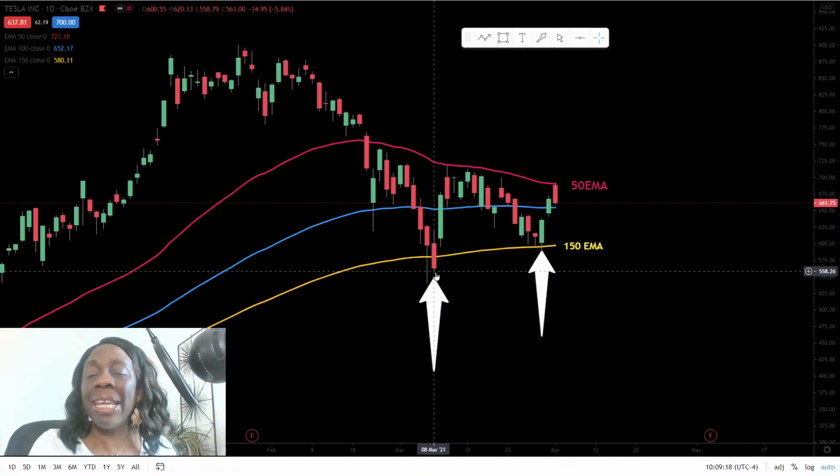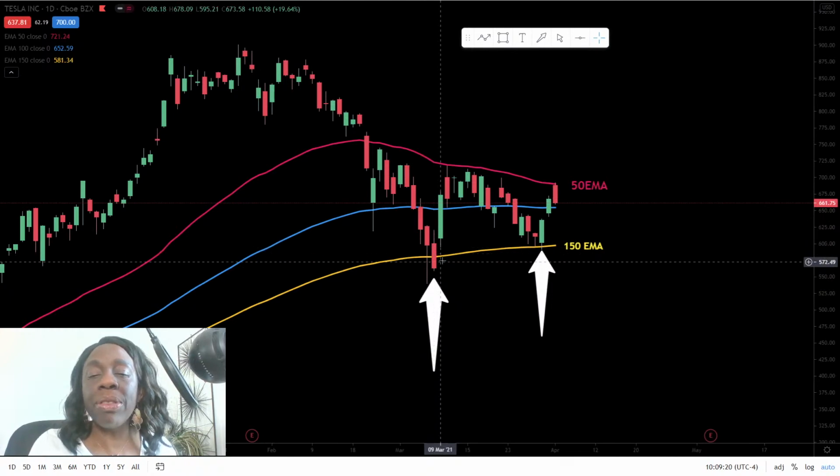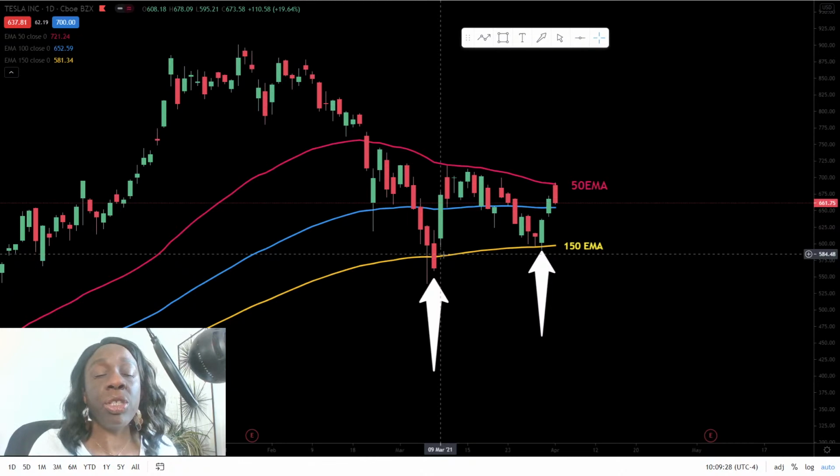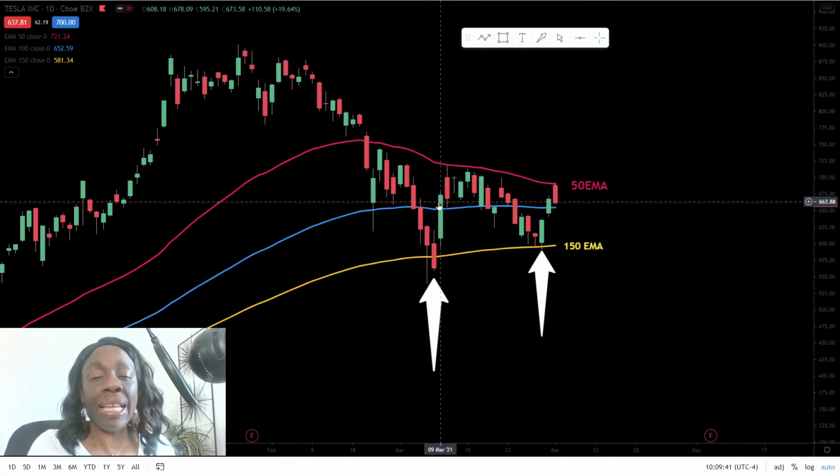But what happens the very next day? There's a bounce. Now, this is where you can get into a trade when there is a bounce of a major moving average. It bounced off the yellow.